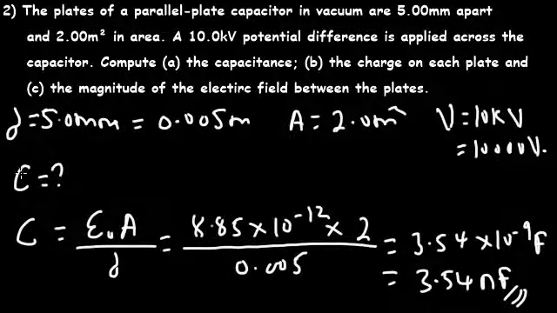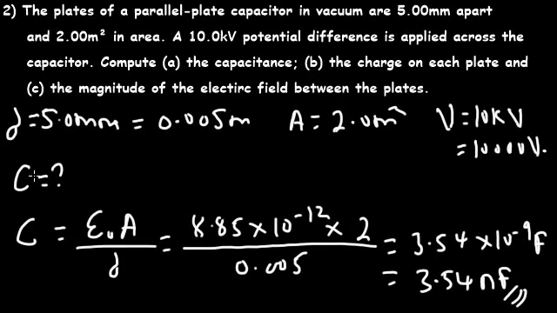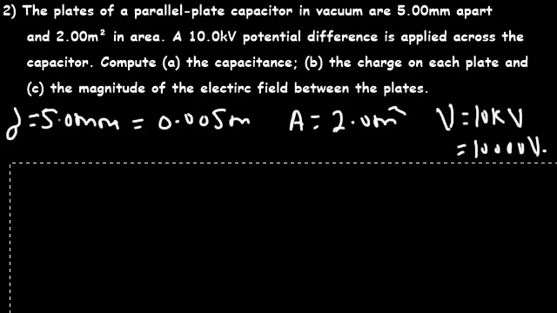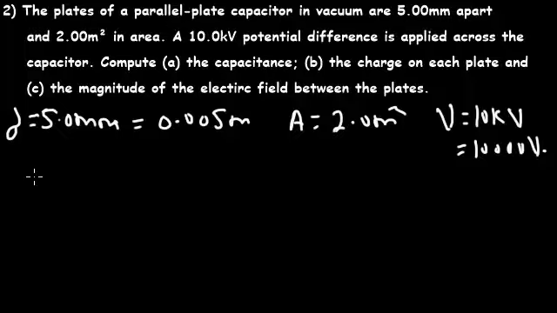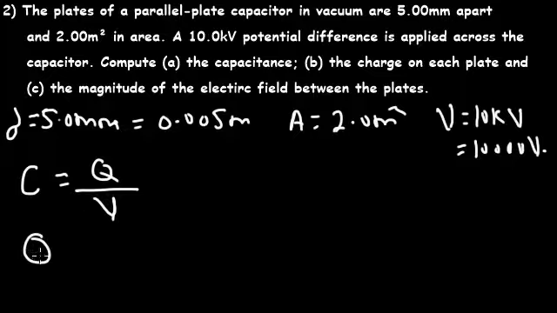Since we have the capacitance already to be 3.54 times 10 to the power of negative 9, we can determine the charge. Remember that the capacitance is still equal to the charge divided by the voltage. We do know what the voltage is. So upon isolating Q, we have Q equal to CV.